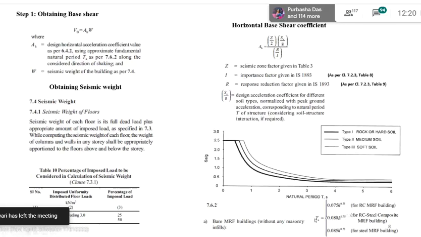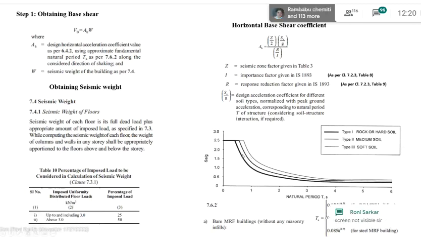So from here we can calculate the time period, and let's consider the time period of our building is 1 second. From this x-axis, we will be able to calculate what is the SA by G. Now this SA by G can be used in this equation for calculating AH. So now we know SA by G, we know Z by 2, and we know I by R. Okay, no, we do not know I by R.